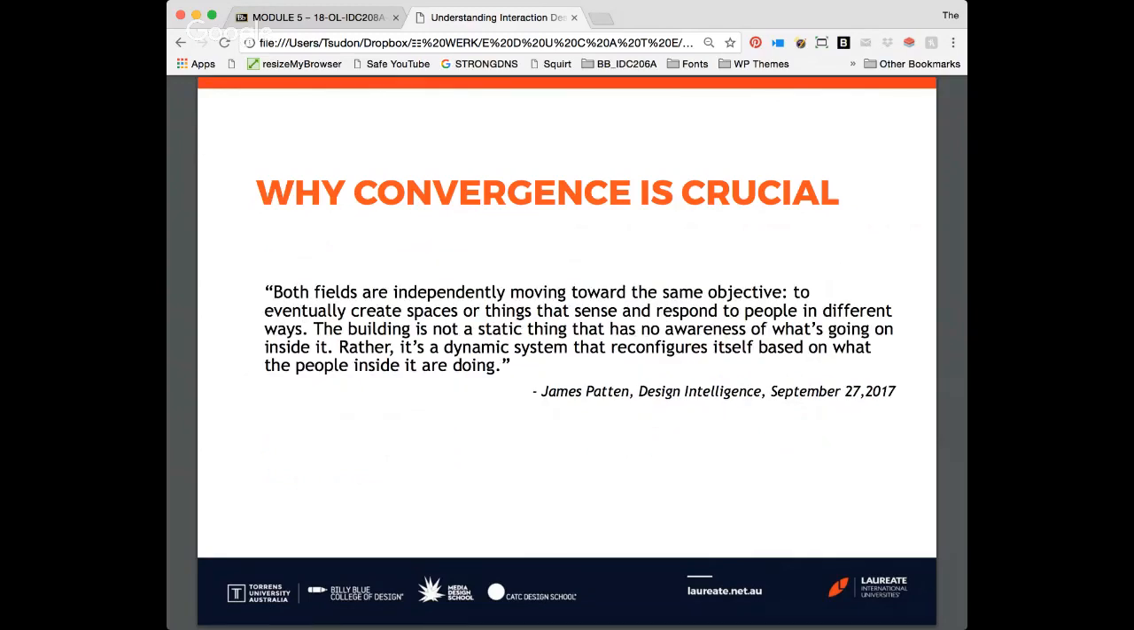So both fields are essentially independently moving towards the same objective, and that is to eventually create spaces or things that sense and respond to people in different ways. The building is now no longer just a static thing that has no awareness about what's going on inside it. It is a more dynamic system that reconfigures itself based on what people inside it are doing.